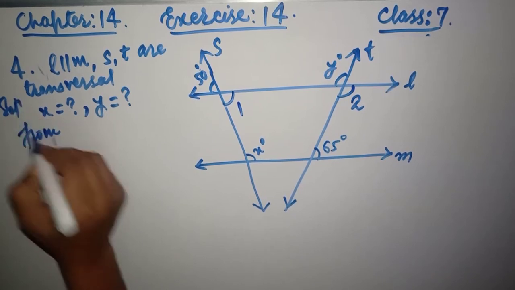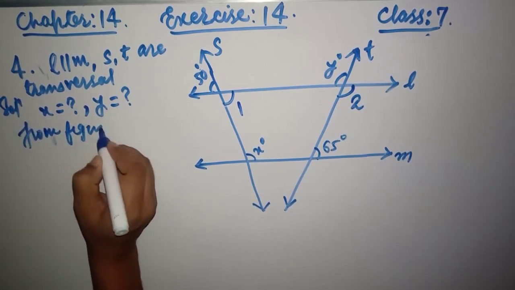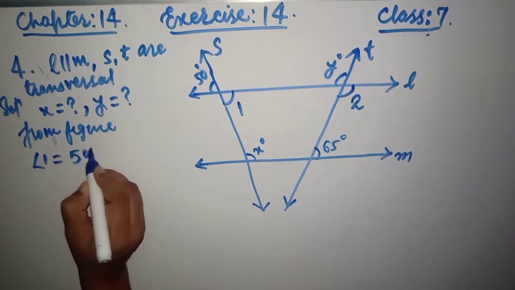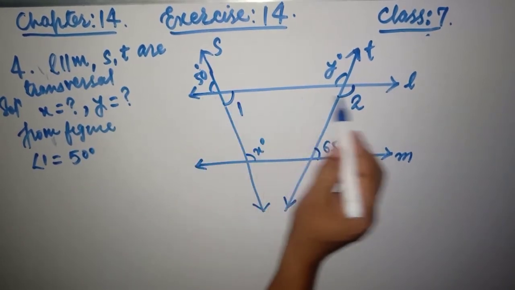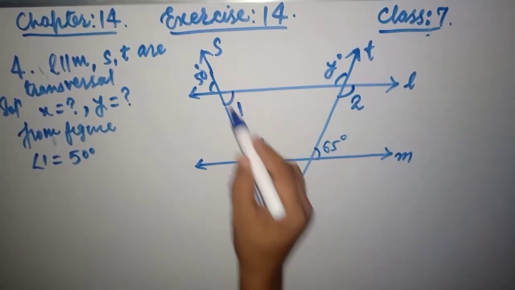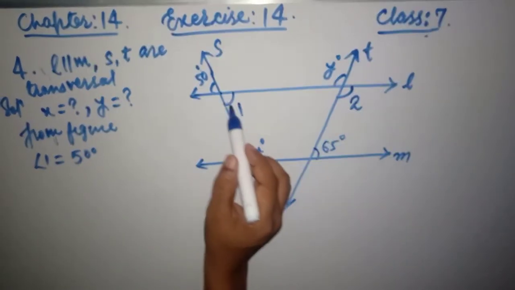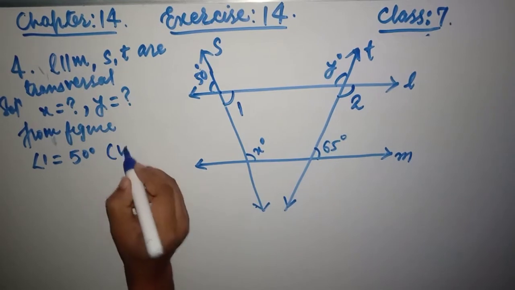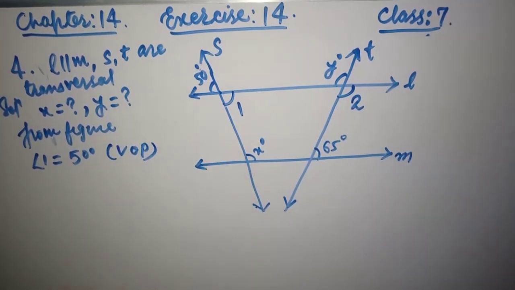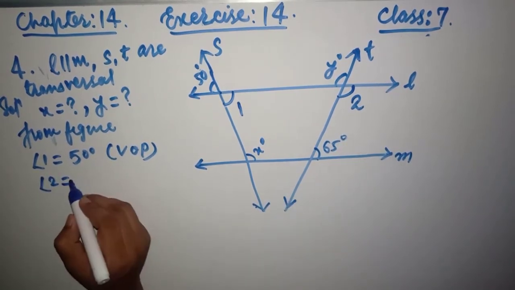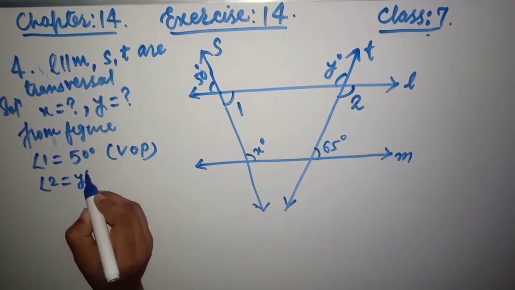solution. Look, friends, angle 1 is equal to 50 degrees. Yes, you know, because this is one line, L is one line, and S is another line, and they intersect at this point. So this is a vertically opposite angle. We can say these two vertically opposite angles are equal. Similarly friends, angle 2 is equal to y degrees.